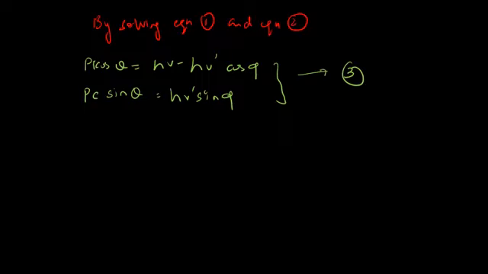In equation 1 and 2, we just multiply the whole equation by c, and by rearranging the equation we get P c cos theta equals h mu minus h mu prime cos phi, and from equation 2, by multiplying the whole equation by c, we get P c sine theta equals h mu prime sine phi.